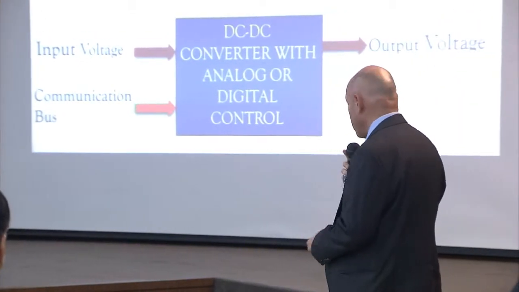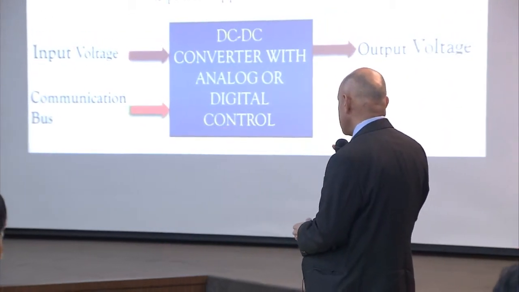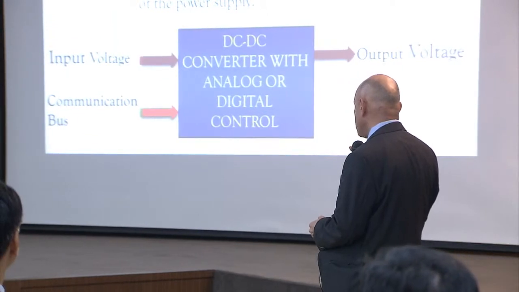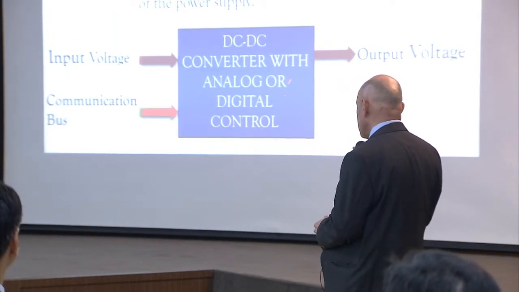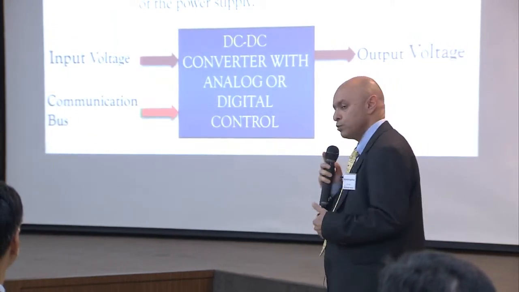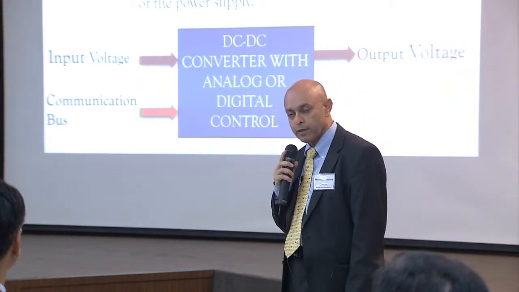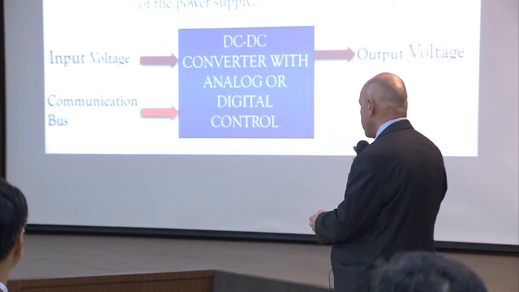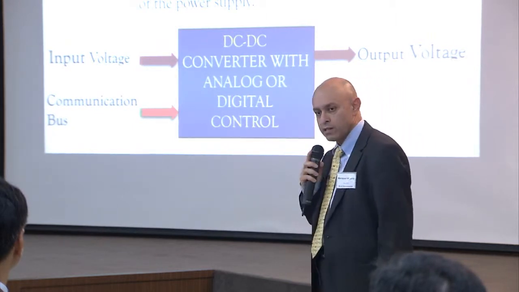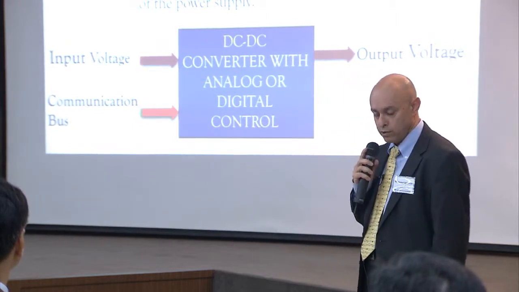So at the heart of it is that basically we have a DC to DC converter, an input voltage, an output voltage, where the core of this DC to DC converter could be either analog or digital. In this case, we're talking about the digital core, and a communication bus that communicates to this power supply or DC to DC converter.